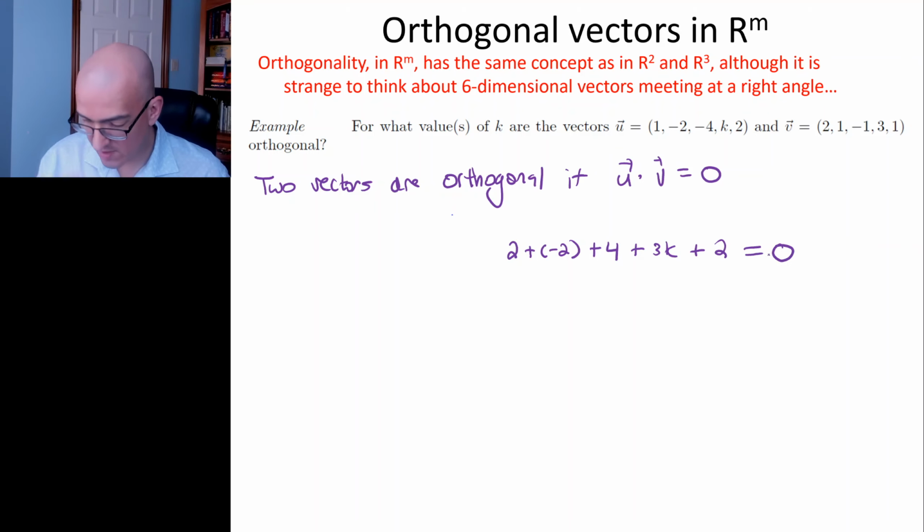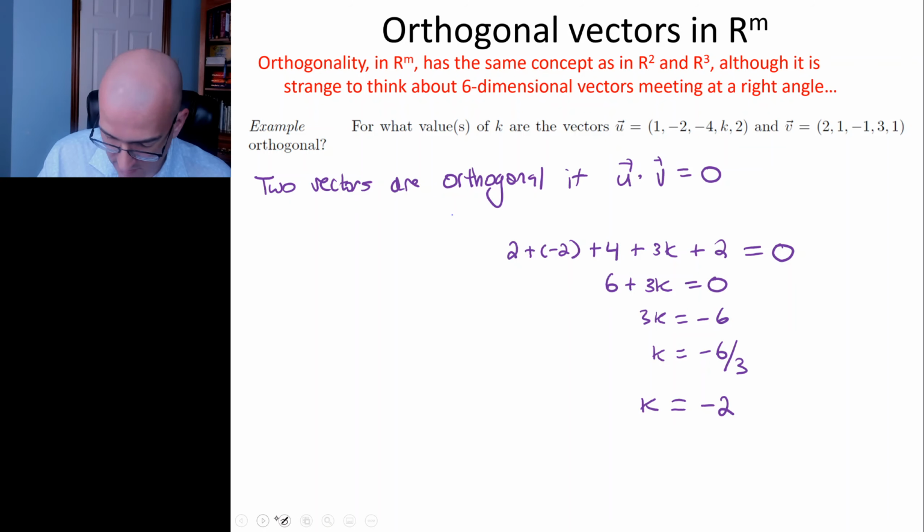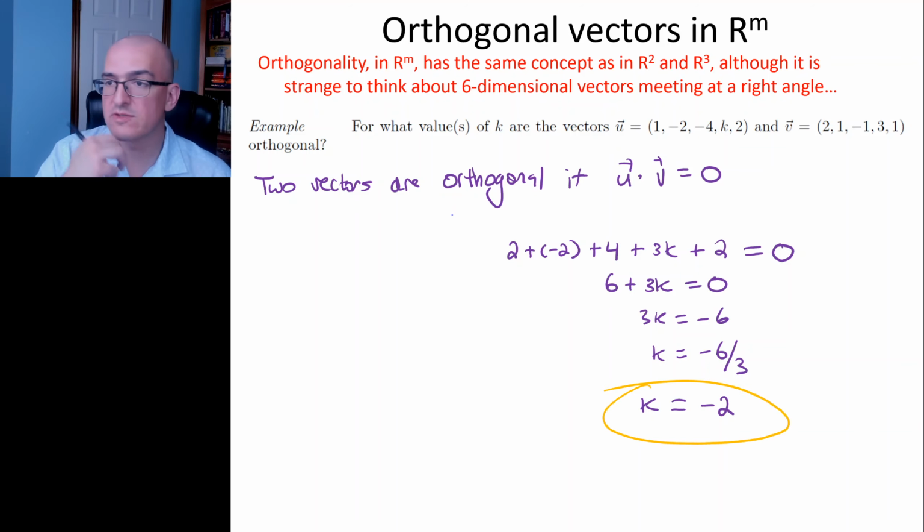So after dotting them, now we can simplify. We get 6 plus 3k is equal to 0. Subtract 6 from both sides, so 3k is equal to negative 6, and then k is equal to negative 6 over 3, which is negative 2. That is the k value that will result in these two vectors being orthogonal, or being at 90 degrees to each other.